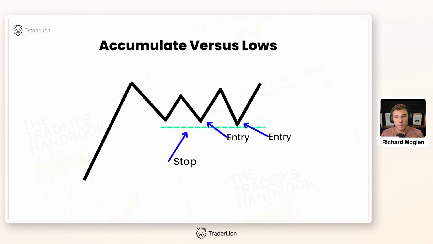This is how a lot of the great market wizards build 30, 40, 50% plus positions. They do it still by managing risk, by buying at multiple points as the base progresses and building into their position, so that they're well positioned before the base breakout. So that's accumulating versus lows.